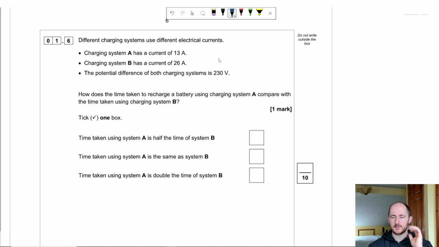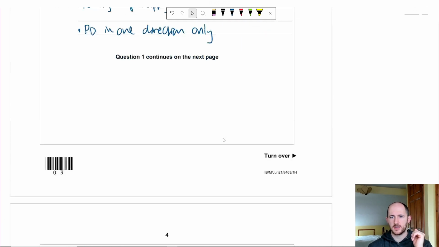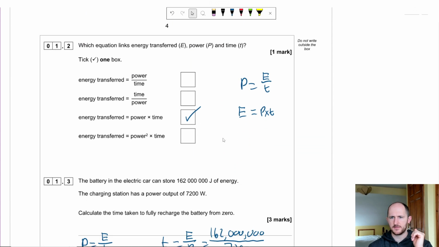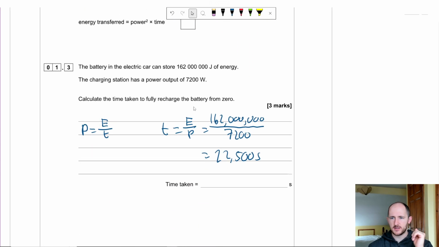If you think about it, we can use the P equals IV formula, just like we did in the first case. Because if we remember back in the second part technically, we mentioned that the time taken is equal to the energy required, in this case 162 million, divided by how many joules per second we have. So how many joules can we give to the battery every single second?